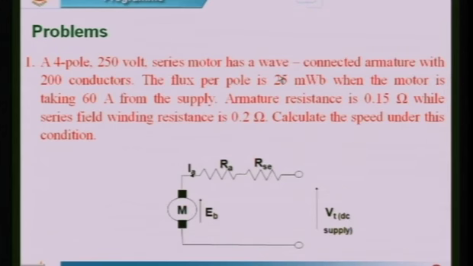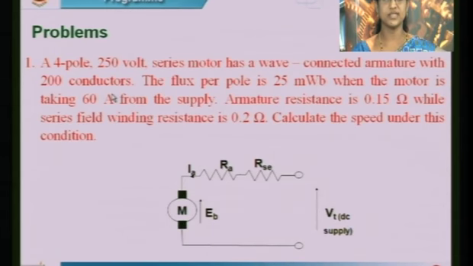It is a series motor and has a wave connected armature. In case of wave connected armature, the number of parallel paths is equal to 2, with Z equal to 200 conductors. The flux per pole is 25 milliweber. The motor is taking 60 ampere, meaning the current drawn from the supply is 60 ampere. The armature resistance is 0.15 ohm, while the series resistance is 0.2 ohm. Calculate the speed under this condition. See here, EB is equal to ZnφP divided by 60A. If you find this EB, you can easily calculate the speed of the motor.